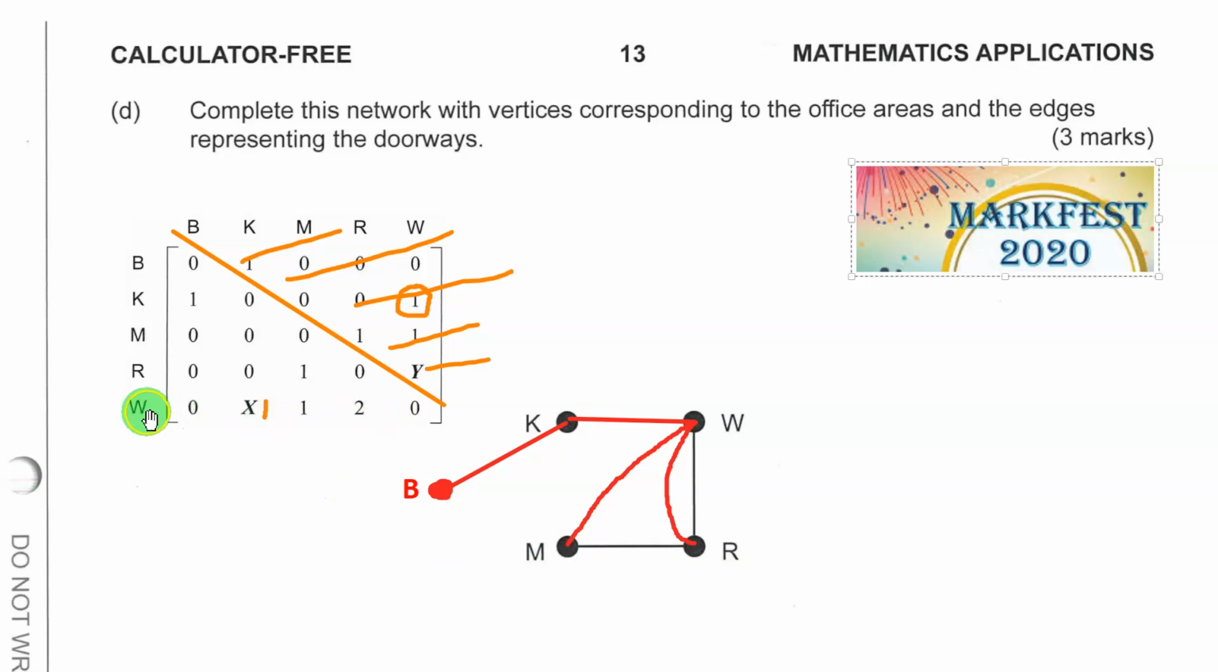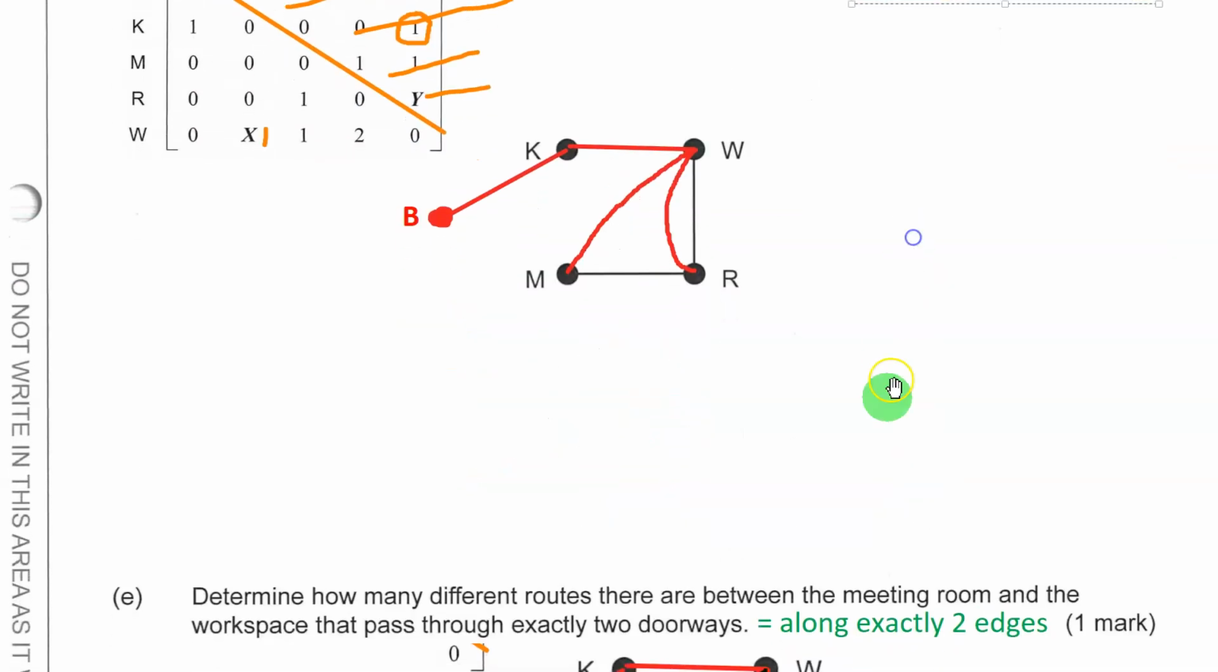And then we need 2 ways from W to R. One of them was already there, so we just add a second edge there to the graph. And that's the 3 marks. So we keep on moving.